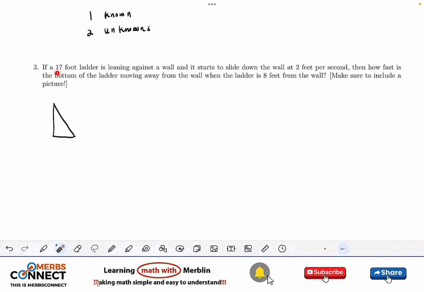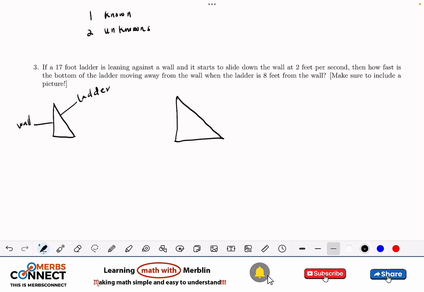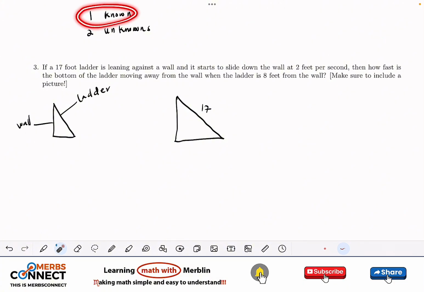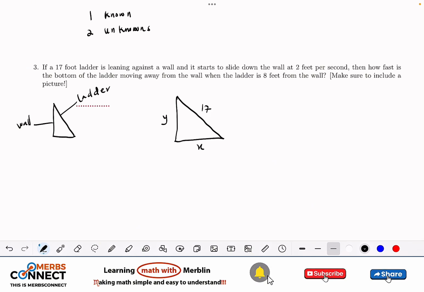So when I read the question, if 17-foot ladder, so this is my ladder here, this is my wall. So let me just name them. This is ladder, this is my wall, right? So that I can redraw them again and use them. So as soon as I see that the ladder is 17 and I put 17 here, one is known, which is 17. The other two shouldn't be known. So I'll just replace them by, let's say this one will be x or y and this one will be x. So that I can form the Pythagoras theorem.